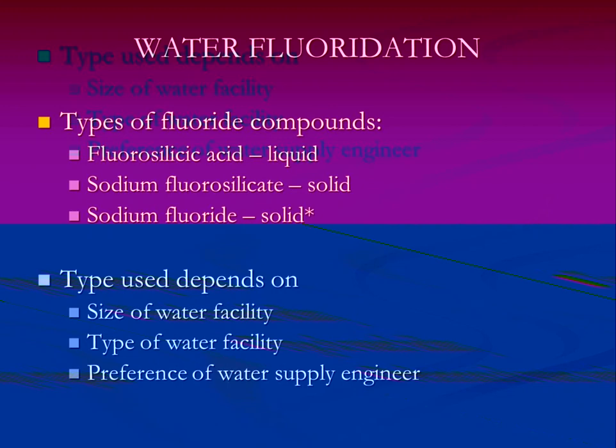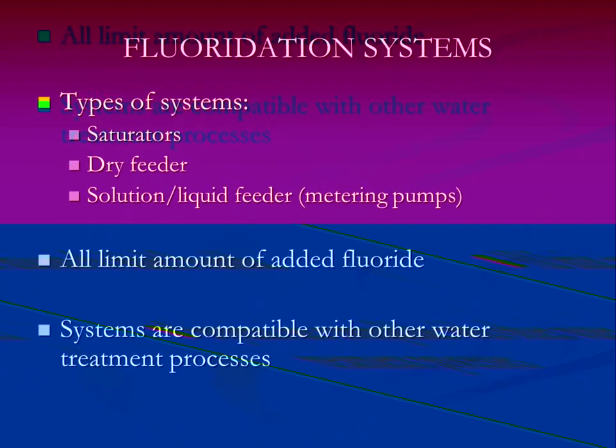So not only are there three different fluoride compounds, there are three different types of systems for water fluoridation. There are saturators, there's dry feeders, and there's a solution or a liquid feeder. Sometimes you'll hear that called a metering pump. The saturator actually uses the sodium fluoride. So remember, the sodium fluoride is the least expensive and it's a solid. What happens is that they put the sodium fluoride into a holding tank. The sodium fluoride dissolves into that holding tank and it makes a saturated solution of water that has fluorides in it. And then from that holding tank, they feed that into the main water supply at a carefully controlled rate.